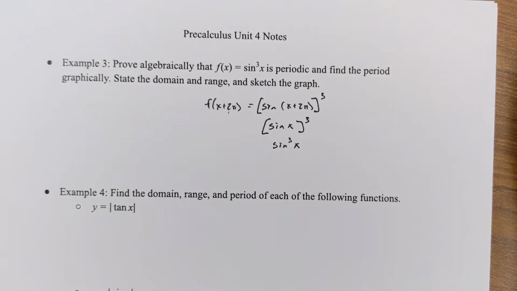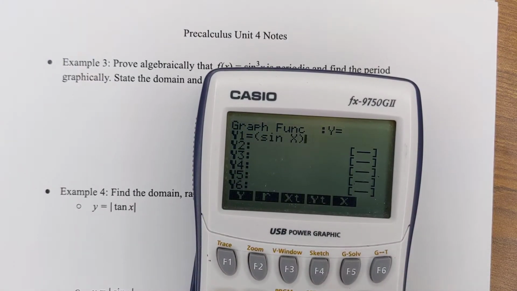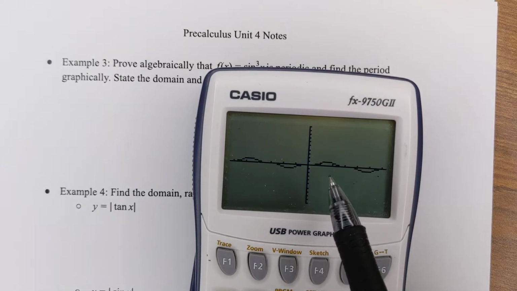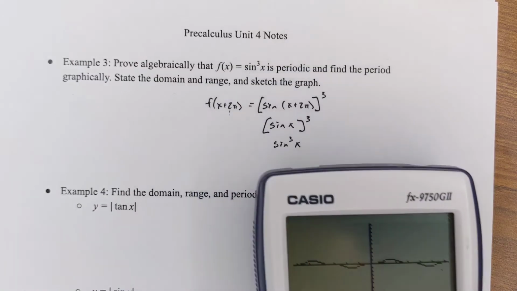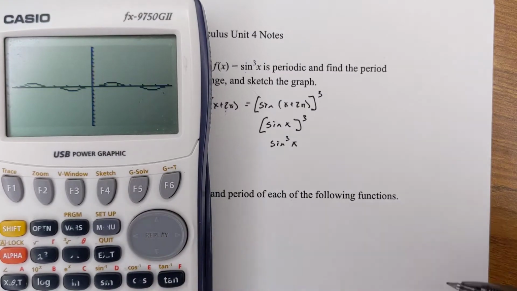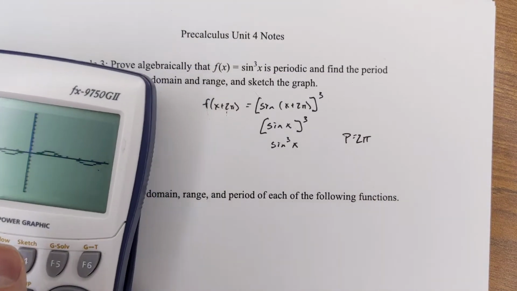So let's see, if we graph, so find our period. The sine of x cubed looks like this. So it looks like our repeat is a full 2 pi, because I still have my x value here set at 2 pi. All right, where's a good place you can actually see it? That's better. So the period of this function is actually still 2 pi.